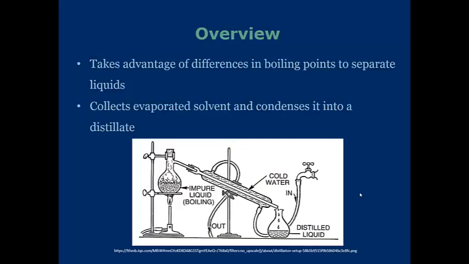For starters, distillation takes advantage of differences in boiling points to separate liquids. How far apart these boiling points are is going to dictate which type of distillation method you use. The collected evaporated solvent condenses into a distillate. Below is an example of a simple distillation. The impure liquid is boiled, and the evaporated desired product is pulled through a column and allowed to condense. What comes out at the end is our distilled liquid.